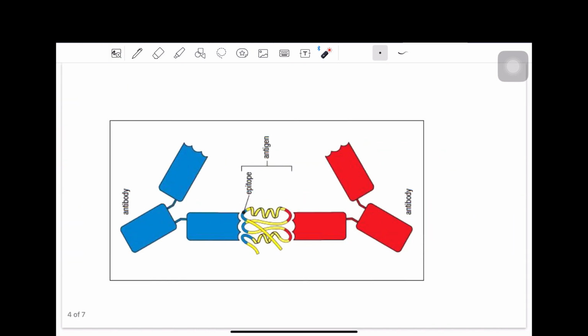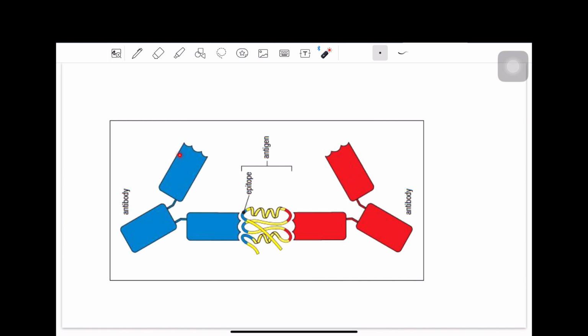Now, to give you a bit more detail about it, I was talking about these epitopes and antigen binding. I've already told you that this is the antigen binding site of the antibodies, and this yellow molecule is an antigen. These antigens can have different epitopes, multiple epitopes, and the antibodies are specific to these epitopes.